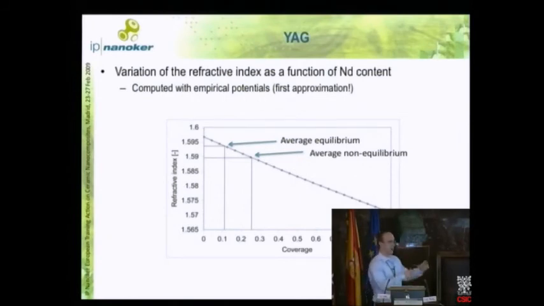What I did was take my YAG unit cell and gradually start filling it up with neodymium. I calculated the refractive index as a function of the neodymium content. We can see that for the equilibrium case, on average, we're going to have about 0.1, which will give us a slight shift in the refractive index here. For the non-equilibrium case, we'll have a bit larger shift. So just remember this 1.59 as the refractive index of the grain boundary layer.